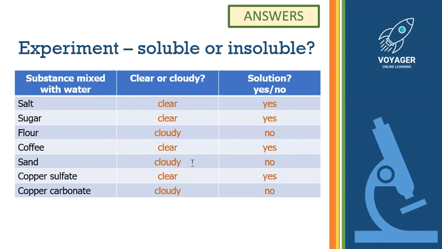Sand, definitely cloudy, and it'll be cloudy for a while, but then the sand will slowly sink to the bottom, and that's called a suspension because either little bits of sand or material might float on top of the water, but most of it will sink to the bottom. So that is definitely not a solution. Copper sulfate is a solution. It'll give you a clear blue color. So yes, it's a solution. And copper carbonate cannot dissolve in water. So it'll be a little bit cloudy for a while and then it'll become like a suspension and it'll just sink to the bottom. So no, it is definitely not a solution.